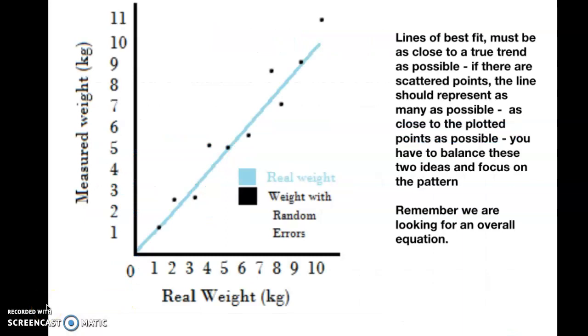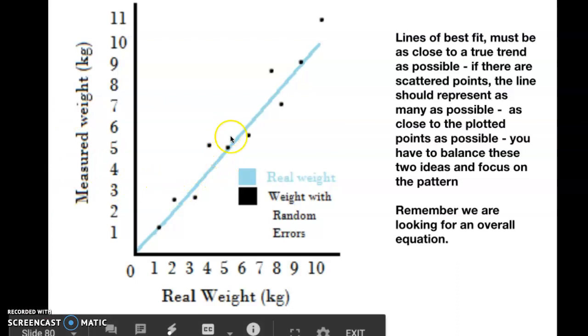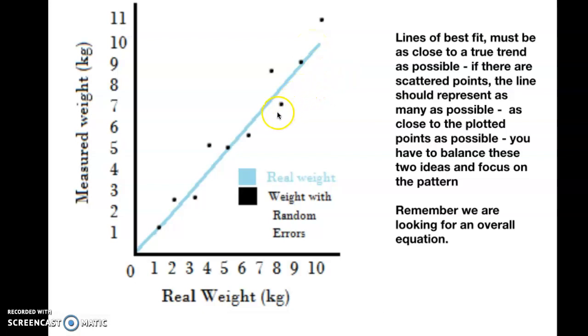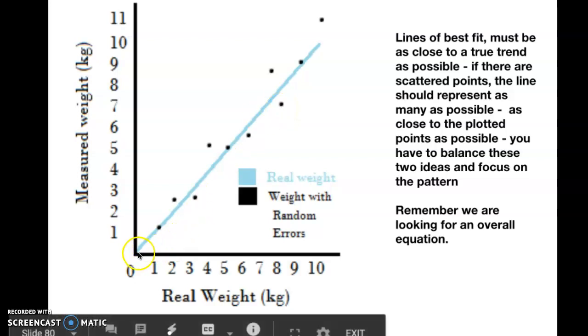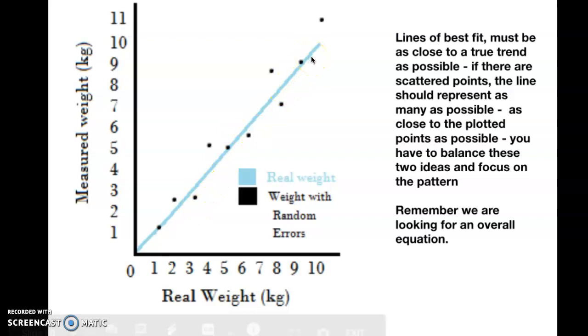Now, of course, we're doing this so we can draw a line of best fit. So let's go back to the idea of a line of best fit. Lines of best fit must be as close to a true trend as possible. So when you have scattered points like these representing random errors, your line must be as close to the plotted points as possible. You have to try and balance these ideas because you might have to disregard certain points more than others, right? But what you have to do is get your line through as many and as close to as many as possible. It doesn't even have to go through any of the points, but it does have to go close to all of them.